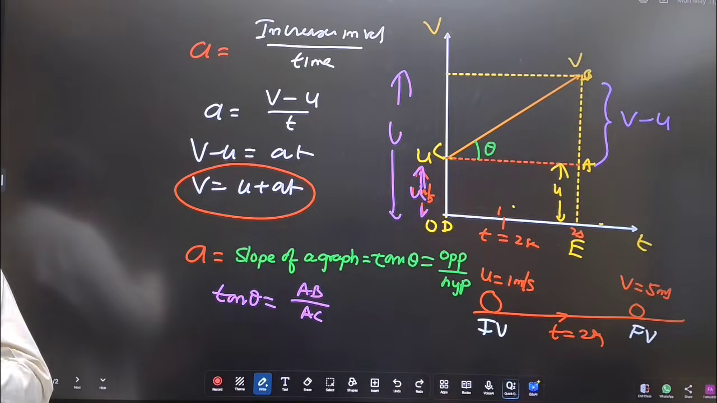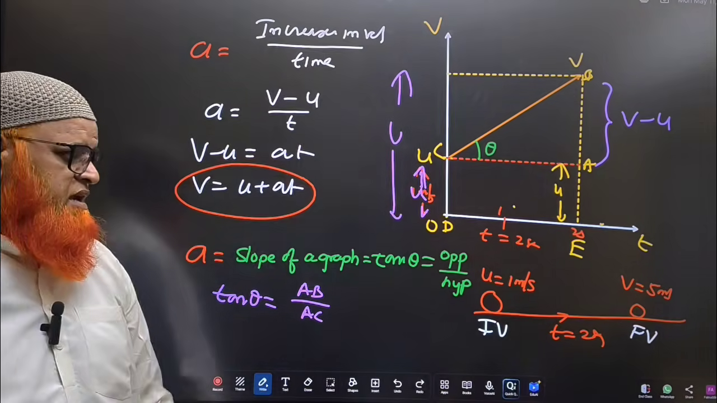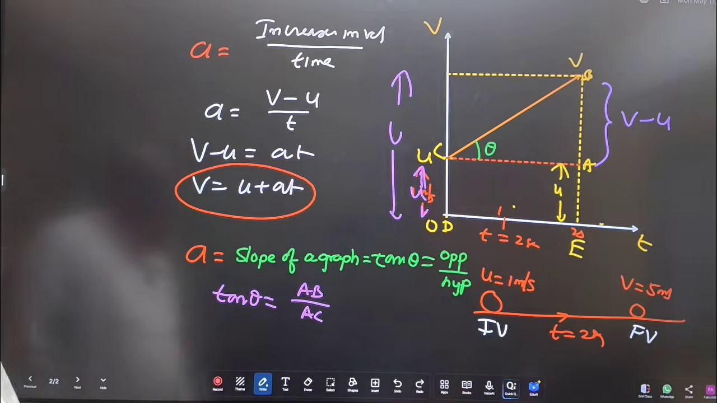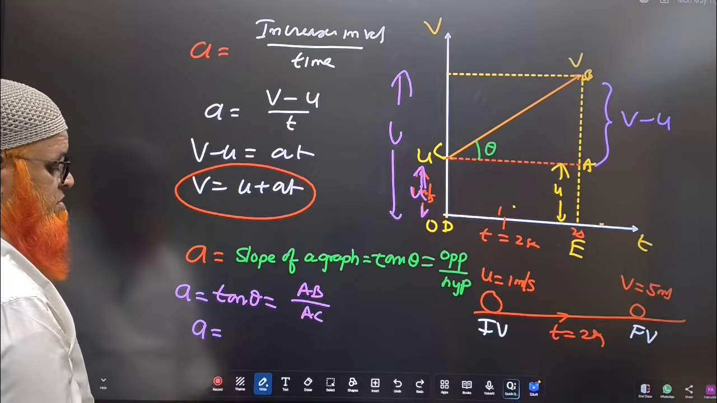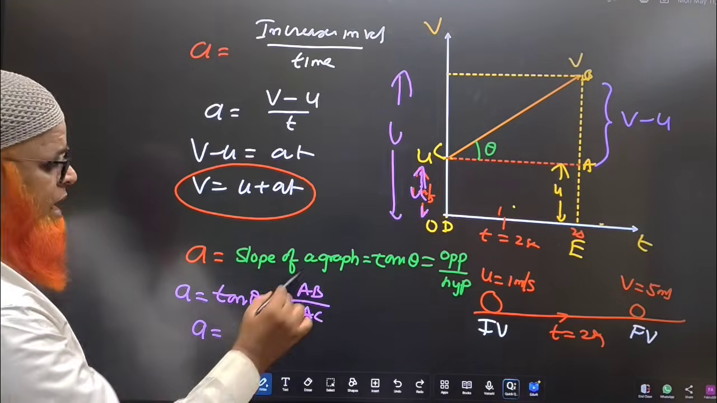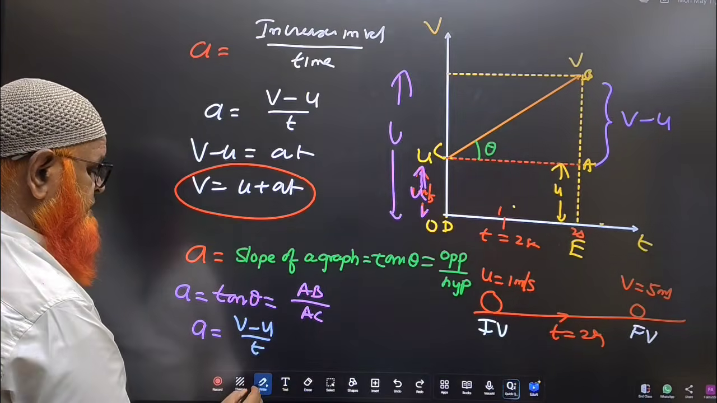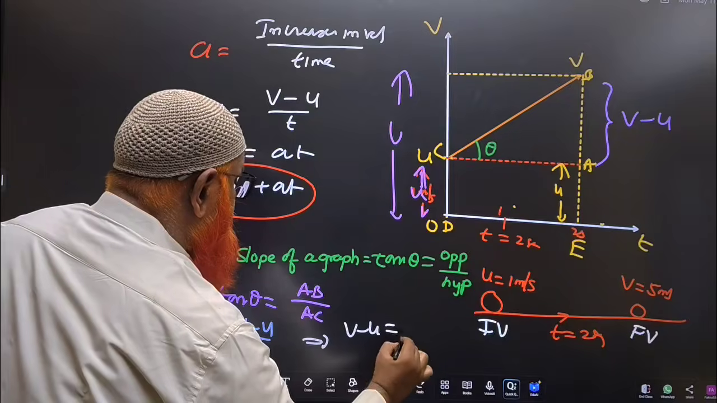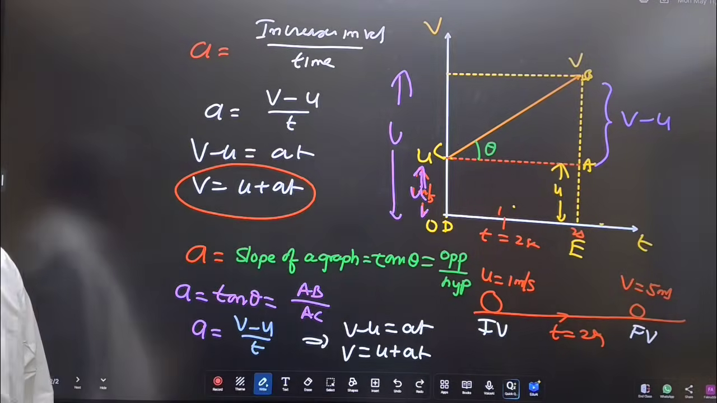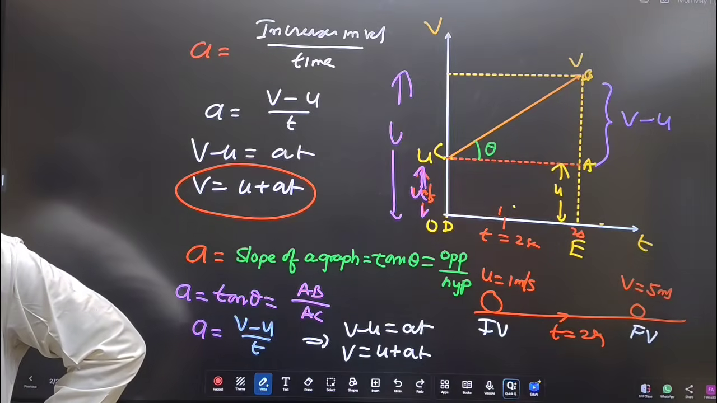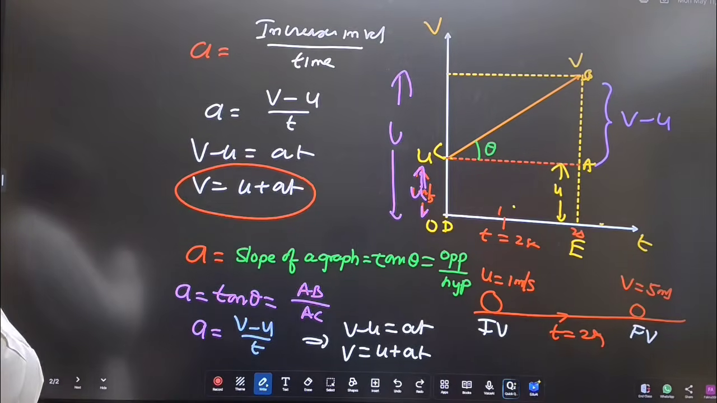In mathematics, slope means nothing but tan theta. Tan theta is nothing but opposite side by adjacent side here, isn't it? AB by AC. So what is this tan theta going to give you? Acceleration. Now just see, opposite side is nothing but V minus U, and adjacent side is nothing but t here. So this implies that V minus U is equal to at. So V is equal to U plus at. So I have explained the same concept by using graphs also. Hope you understand. This is your basics of kinematics.